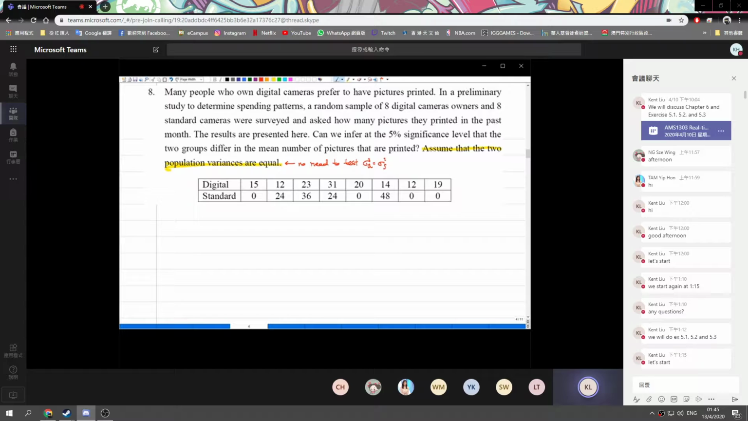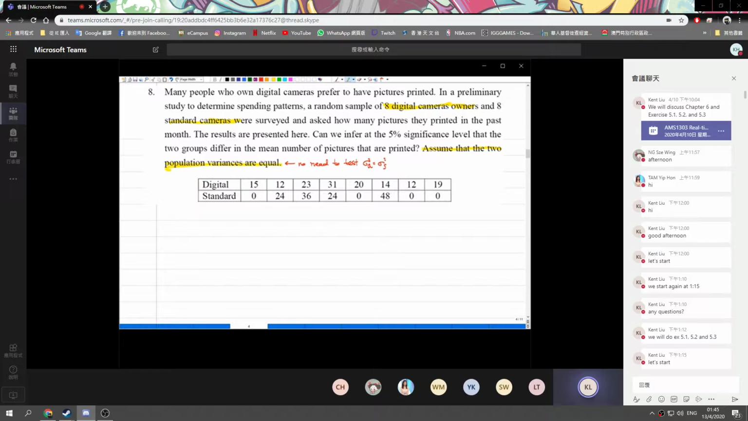We want to test whether the two groups differ in the mean number of pictures that are printed. So we have 8 digital camera owners and 8 standard cameras, and we ask them how many pictures they printed in the past month. So let's take a look.